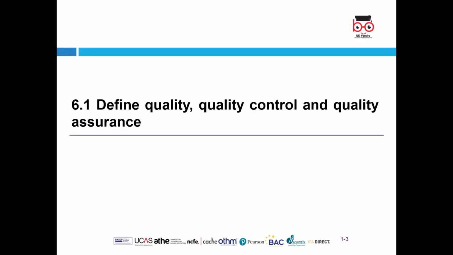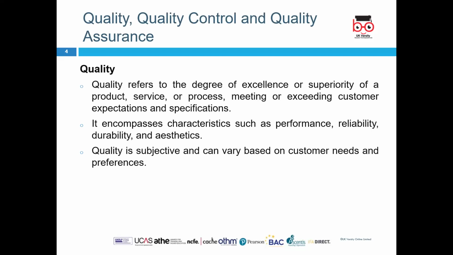So the first one to start with is defining quality, quality control, and quality assurance. So basically to understand the difference between these three terms. So the first thing is quality. So quality refers to the degree of excellence or superiority of a product, service, or process. So how superior is the product based on certain quality parameters, which meets or exceeds the customer expectations and specifications. So it encompasses various characteristics such as performance, reliability, durability, and aesthetics.